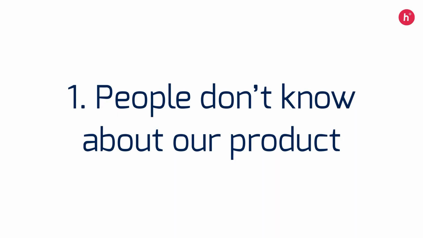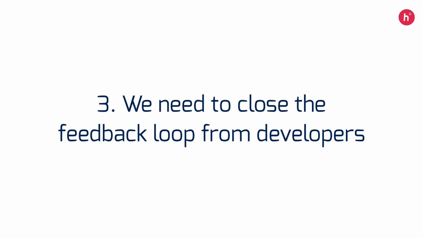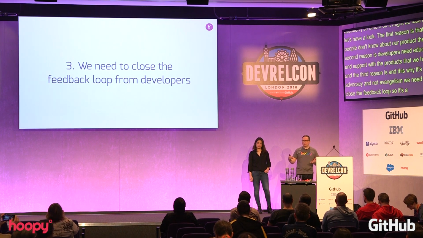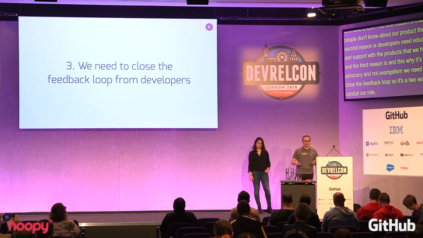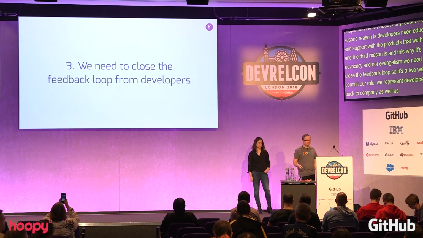The first reason is people don't know about our product. The second reason is developers need education and support with the products that we have. And the third reason is, and this is why it's advocacy and not evangelism, we need to close the feedback loop. So it's a two-way conduit, our role. So we represent developers back to the company, as well as representing our products and company back to developers.